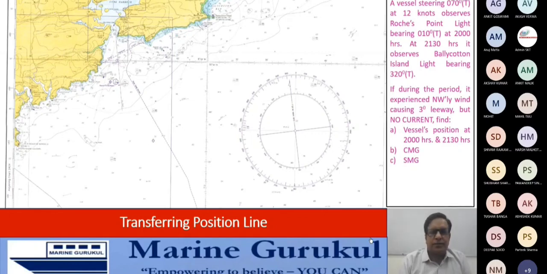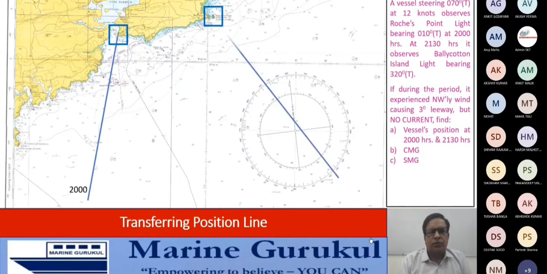As you can see in this question, we'll have to allow for ship's own propulsion vector and also we'll have to allow for wind. So let us see how we allow for the wind, which we've already covered earlier under allowing wind and current. But let's quickly allow for wind and proceed with the question. So we identify the two landmarks, of course. These are the two PLs.